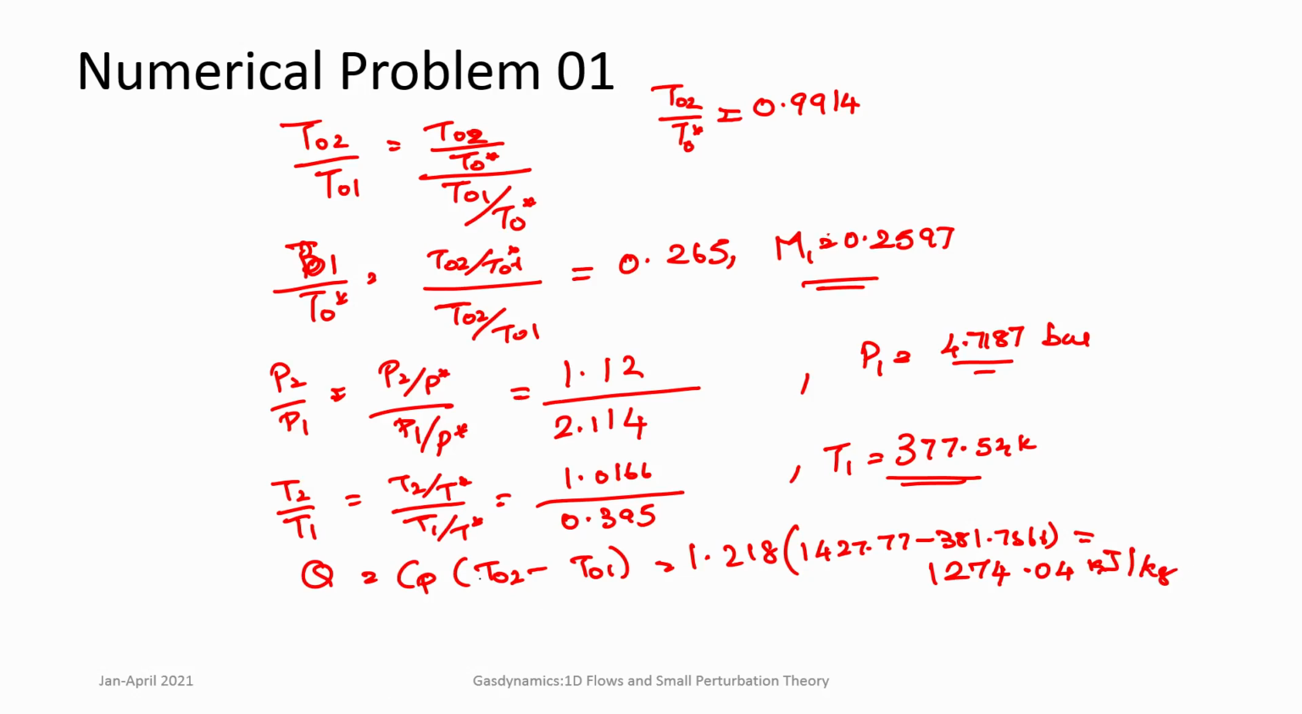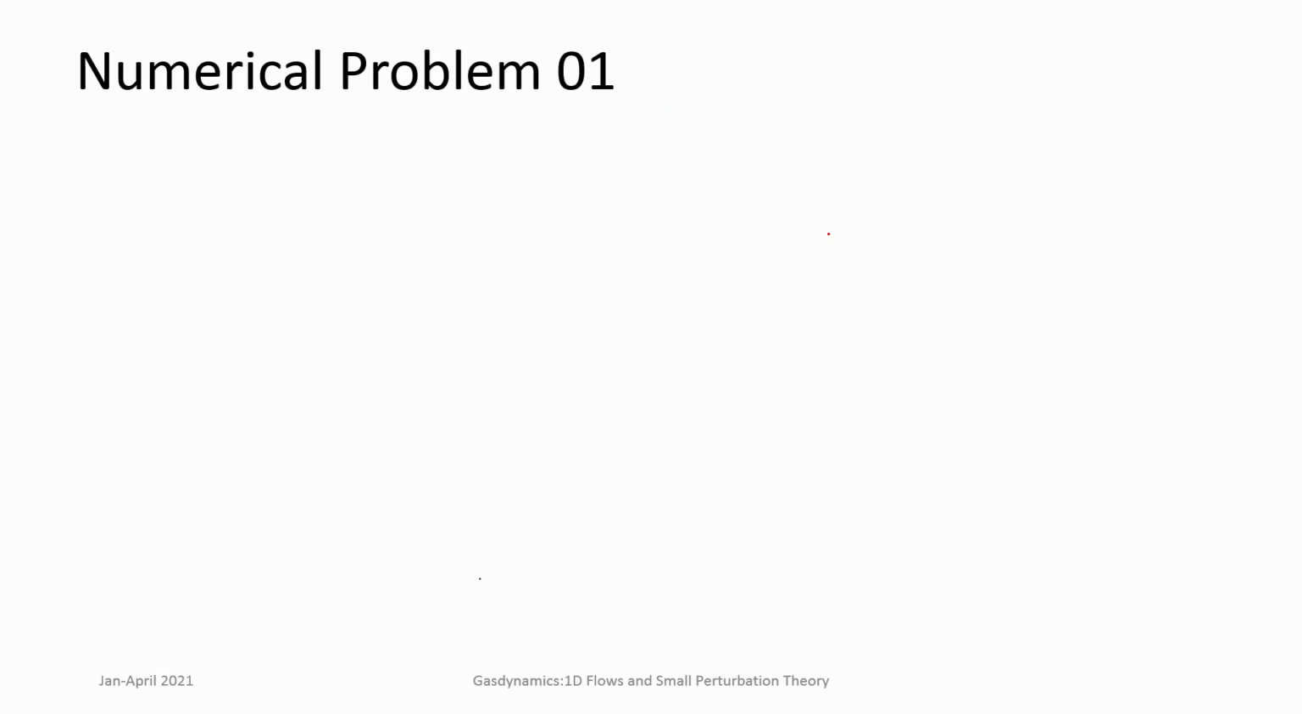We know the Mach number is 0.9, so it must be very close to Mach number 1, which is the maximum heat being added, but slightly less than that. So, what is the maximum heat that can be added? We know the Mach number M1 is 0.2597. Corresponding to this, we can get T0 by T0 star, and that is 0.265.